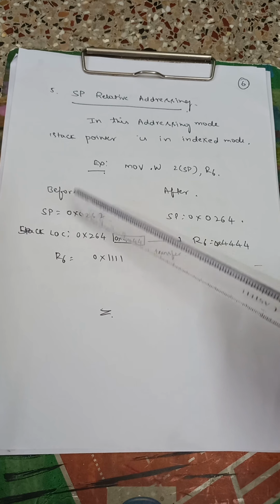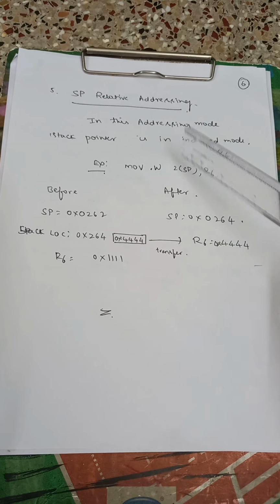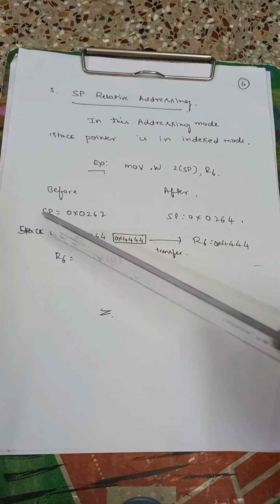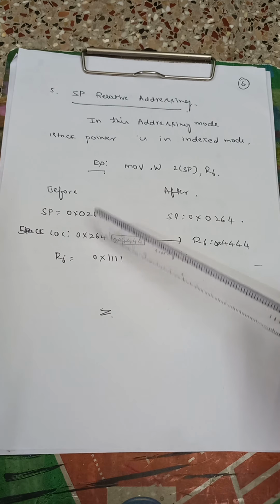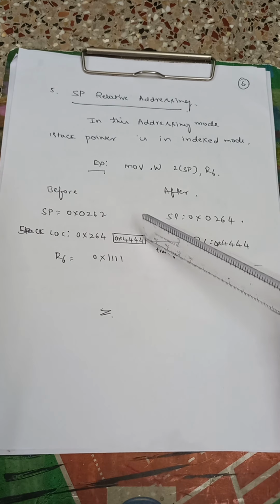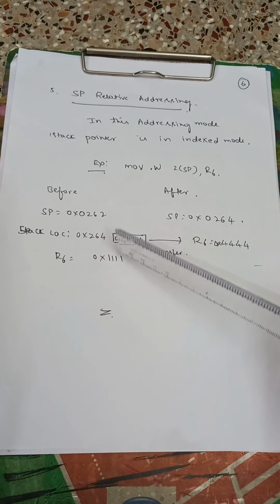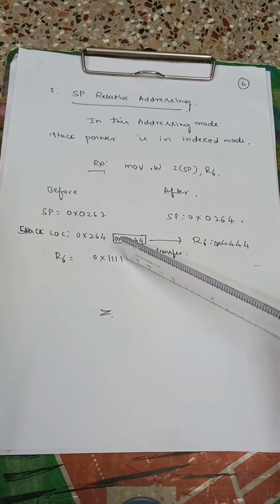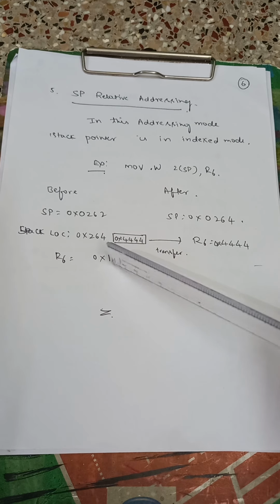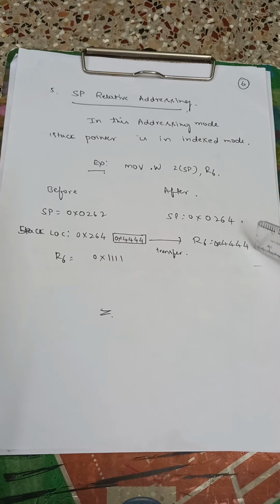Suppose SP has got 262, it is added with 2 as per the instruction to make SP point at 264. This is where the information that is to be transferred exists. So 4444 will be transferred to R6, which is the destination. It had 1111 before. It is then going to have, after the execution, 4444.